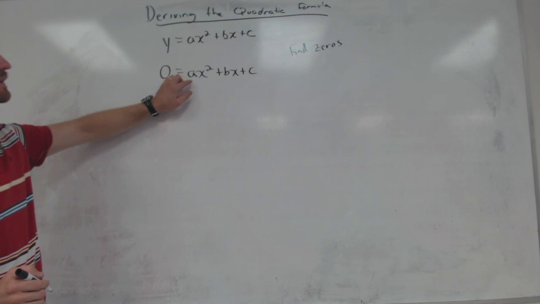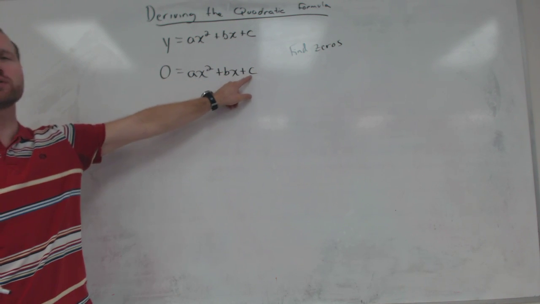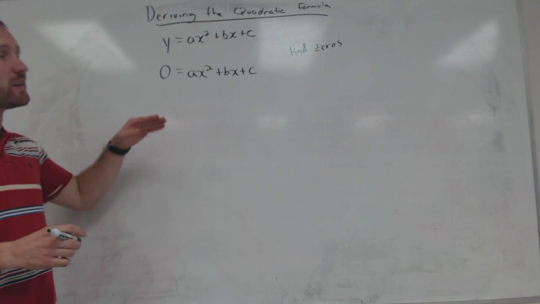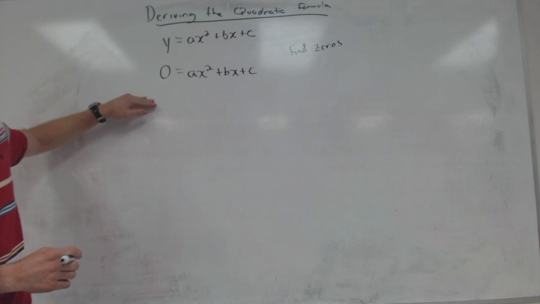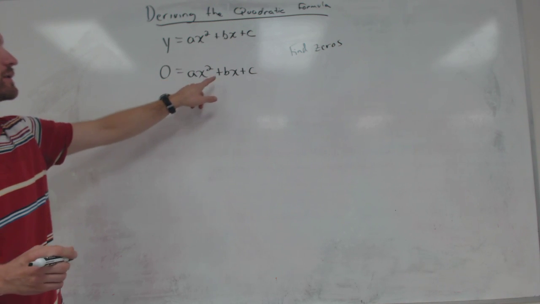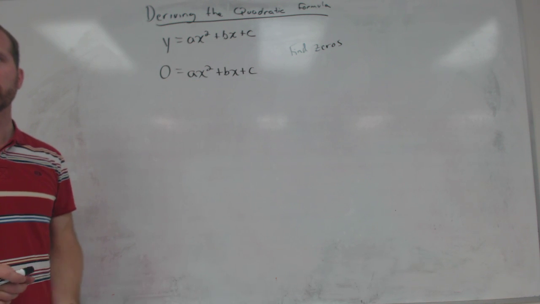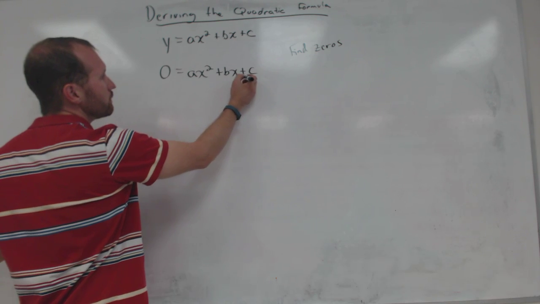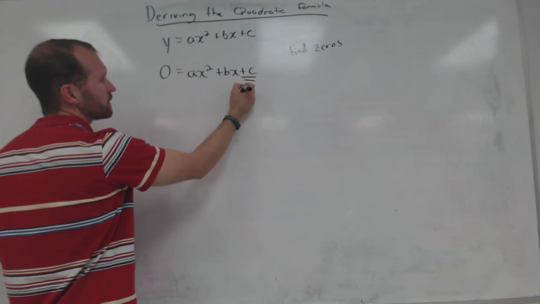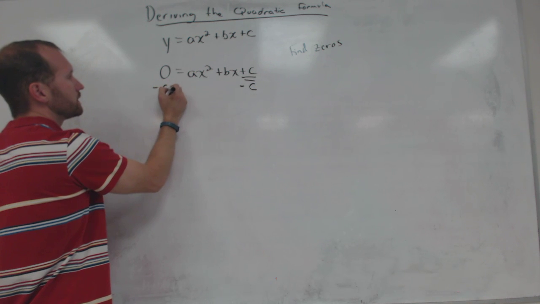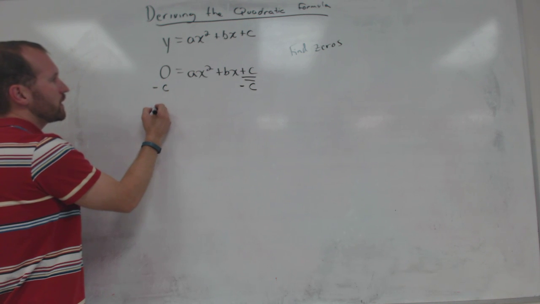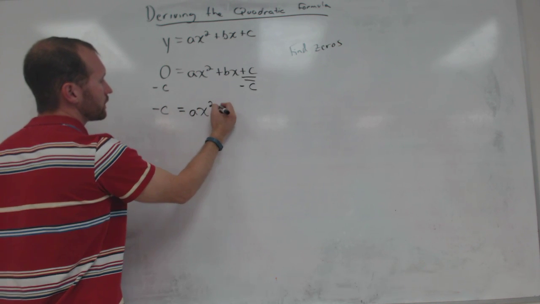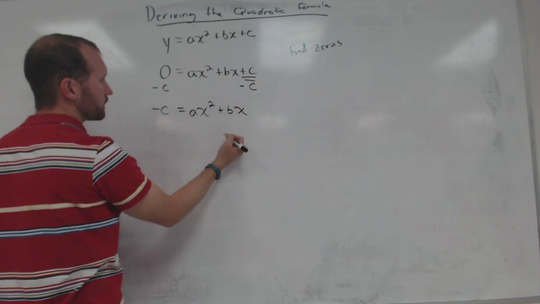Now if these were numbers like 4 and 3 and 2, this would seem a lot more familiar. We're going to do the exact same procedure we've been doing with completing the square, except we're going to do it with letters. Okay? So step 1 in completing the square is to move the constant term over. So I'm going to subtract c from both sides. That's going to give me negative c equals ax squared plus bx.